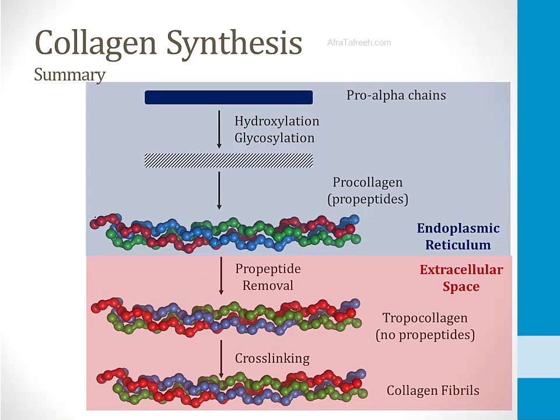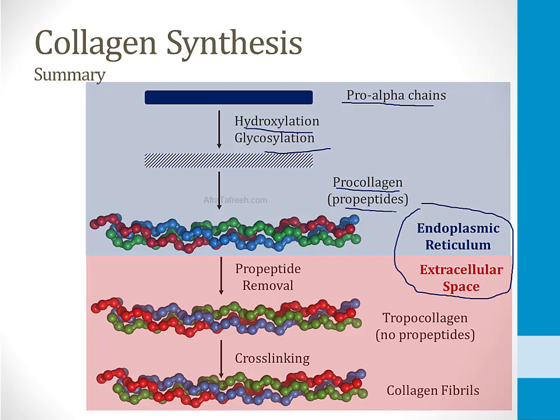So here's a summary slide to help you remember how this whole process works. Most of the action takes place in the endoplasmic reticulum or the extracellular space. Pro-alpha chains are found in the lumen of the endoplasmic reticulum. They undergo hydroxylation and glycosylation. They then link together in a triple helix to be called procollagen with propeptides on both ends.